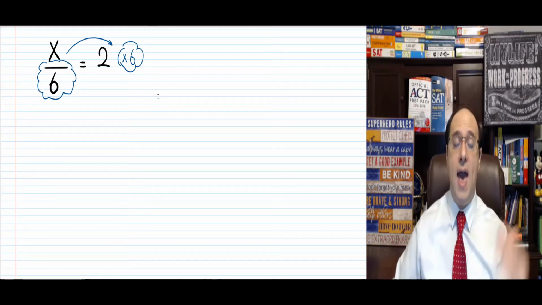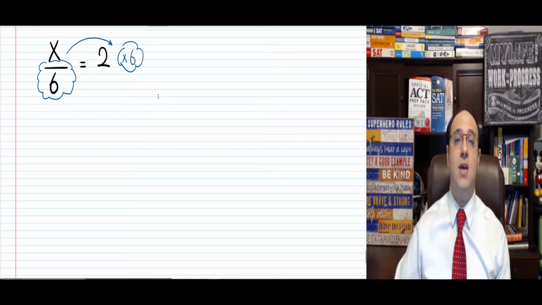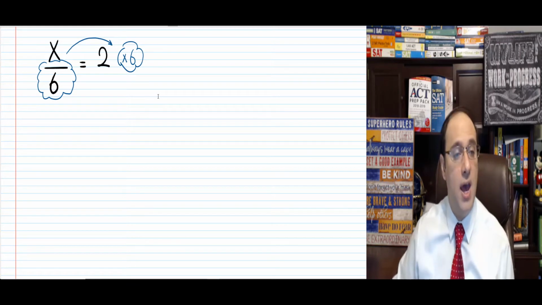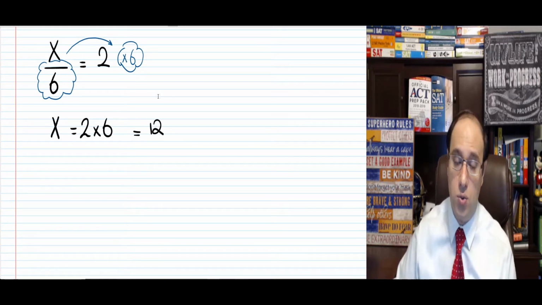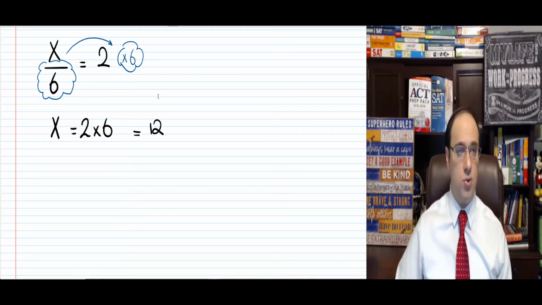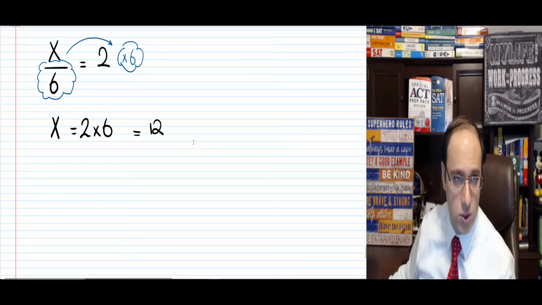So remember, x divided by 6 is the same as x over 6. X equals 2 times 6 equals 12. Easy? Super easy. Let's take another question.